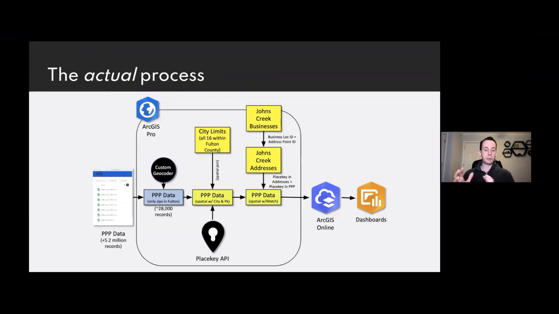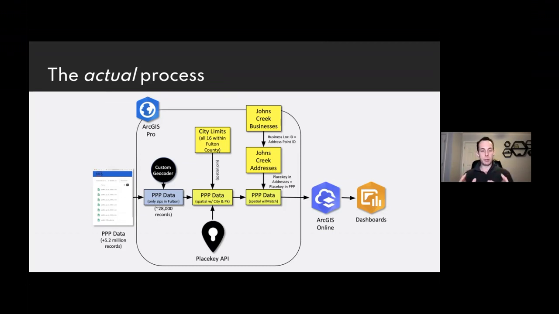But then we really started to use Placekeys API to append a place key to the PPP data. And so now, the final step here basically was taking our address points that were linked to our own business locations, and then joining that data to the PPP data based on the place key. So once we had accomplished that, then the rest of the process was pretty easy, just publishing a hosted feature layer up to ArcGIS Online, and then visualizing that inside of a dashboard.